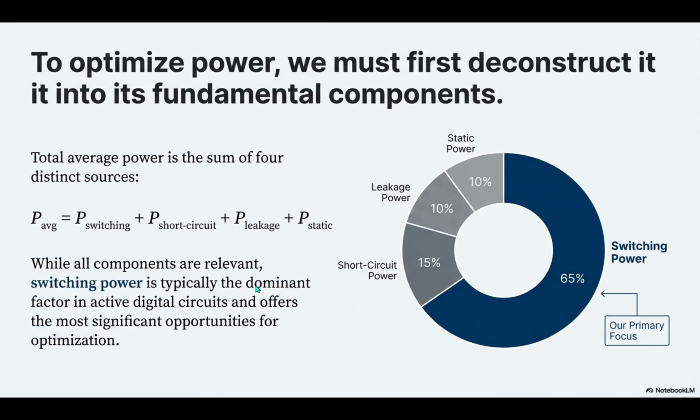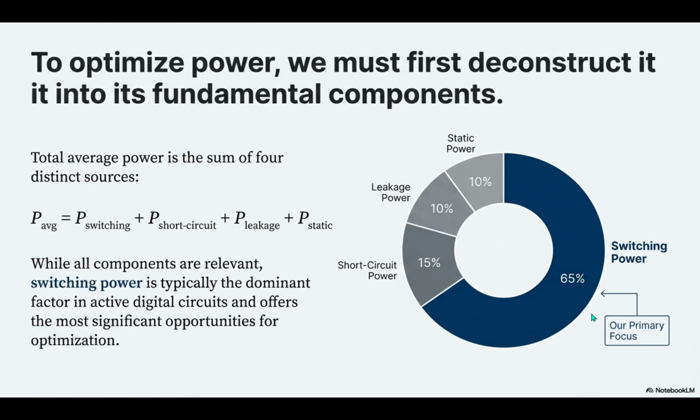The big one, the main target for any designer, is definitely switching power, P switching. When a digital circuit is active, when it's actually working and flipping bits, switching power is the dominant force. It can be roughly 65% of the entire energy budget. 65%. So if you can make a dent in that, you're getting huge savings across the whole system. Disproportionate savings, exactly. It's the biggest piece of the pie.